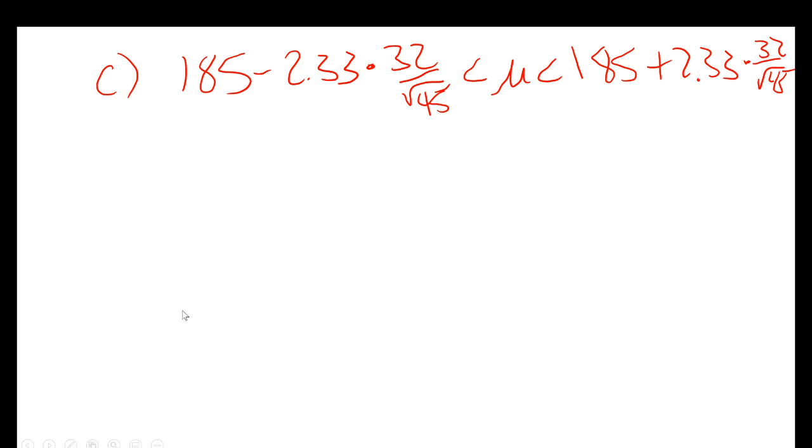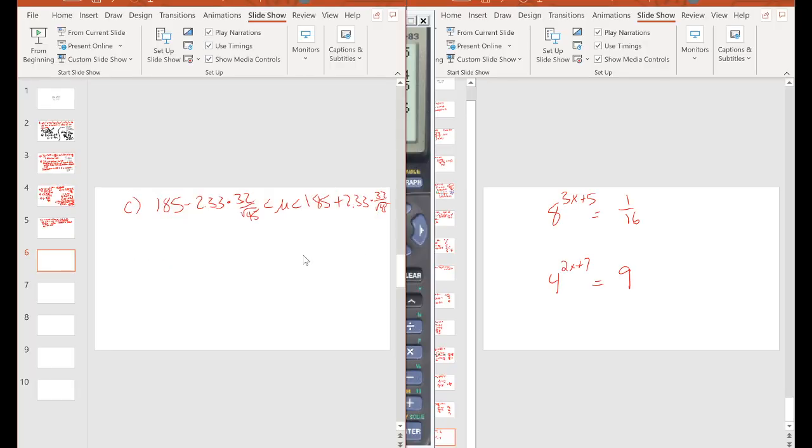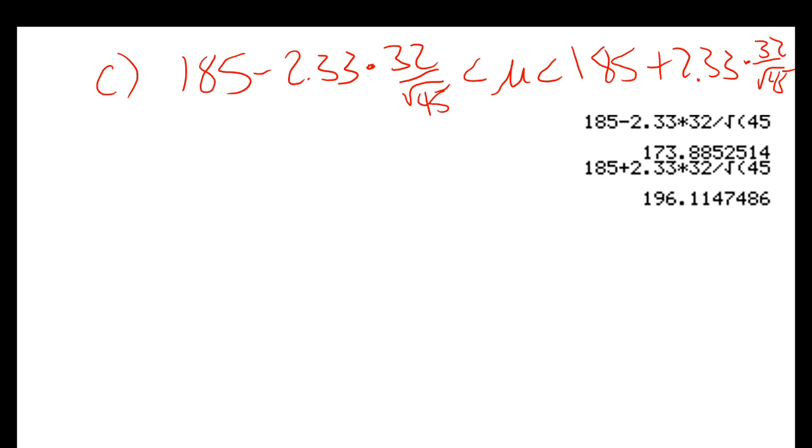All right. So now we have 173.9 less than mu, which is less than 196.1. And I want to be honest here. Dino, can you hear me okay? Dino, you good? Anna, you okay? You can hear me okay?